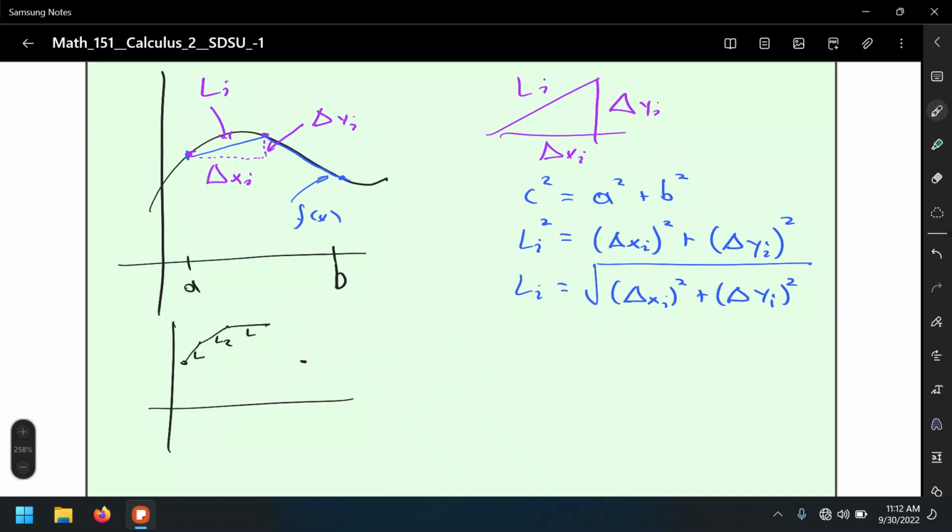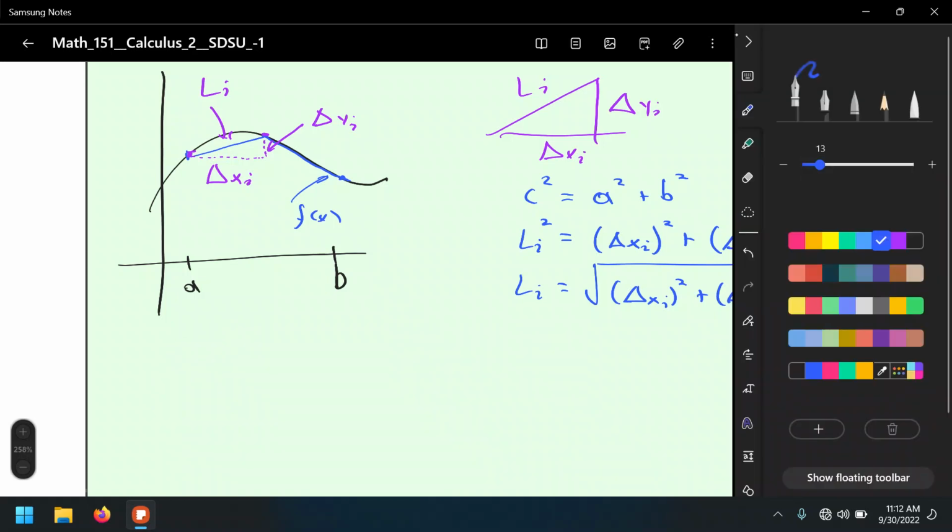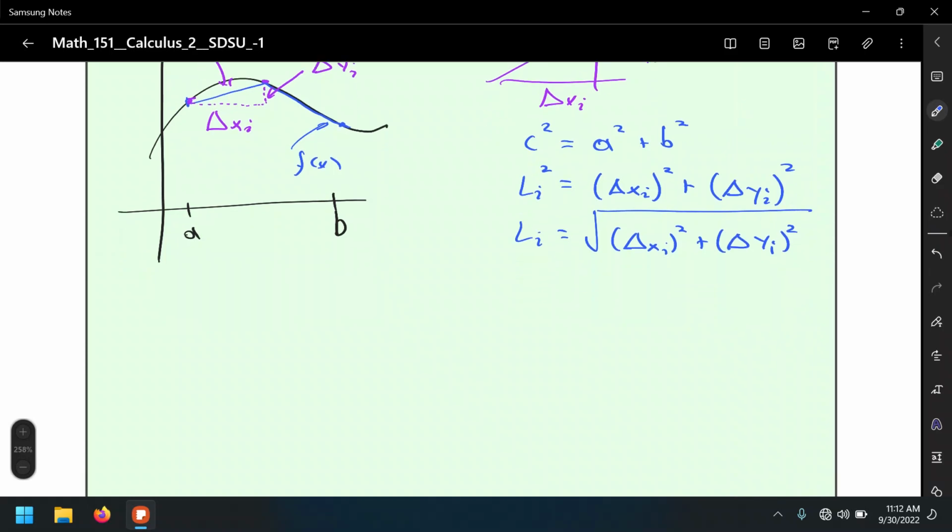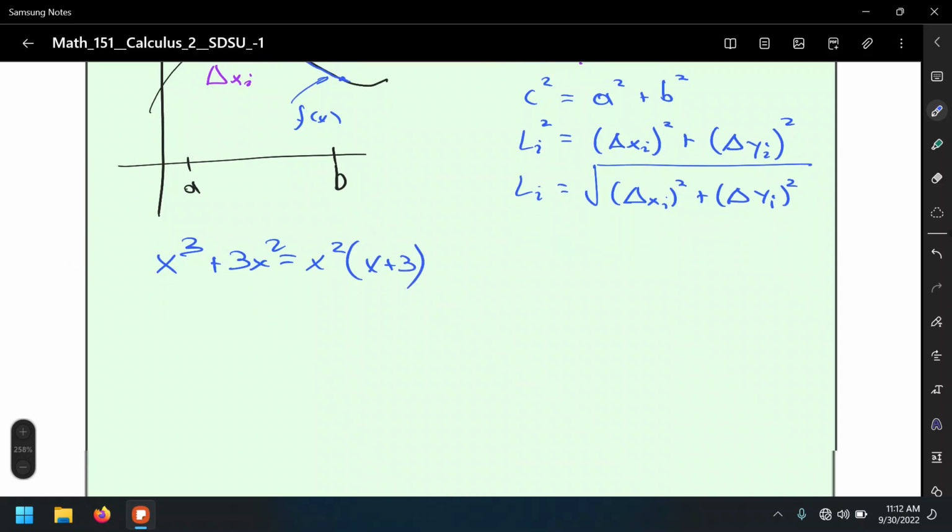Now the trick is, how are we going to get some delta y over delta x in here? So we need to do some factoring, and this factoring that I'm about to do is going to be a bit weird. Let's go back to review some factoring. Let's factor x cubed plus 3x squared. Take out an x squared, that's the greatest common factor, and that's x plus 3. That's just the greatest common factor.